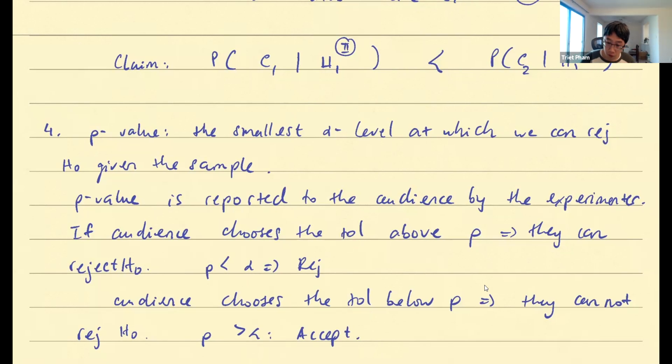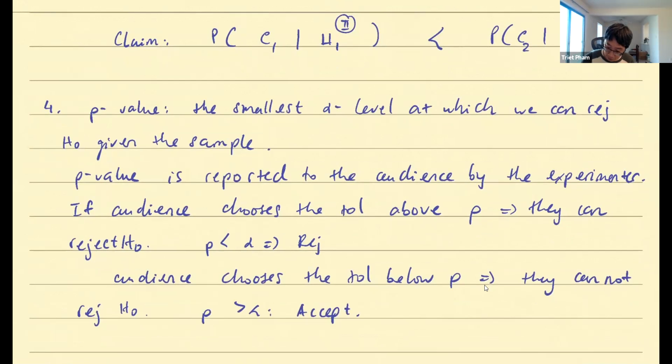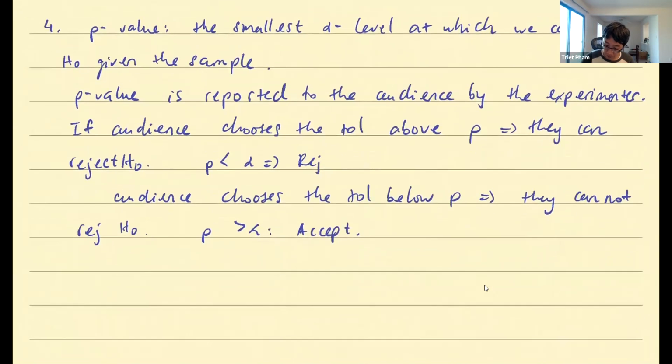But of course, the question is, p-value is reported by the experimenter. Well, in this class, you play the role of the experimenter. So how do you report this p-value to your audience? Just like rejection region and all these things, it is not well-defined. There's no single way for you to define p-value.